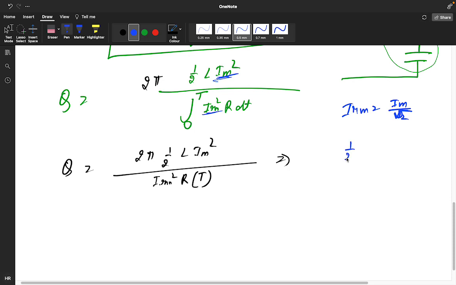If you substitute this value, you will get 1 by 2 L Im square. This will get cancelled out, and Im by root 2 whole square means Im square by 2, into R. So this will get cancelled out, this will get cancelled out. So what are you getting finally? You are getting L by R.